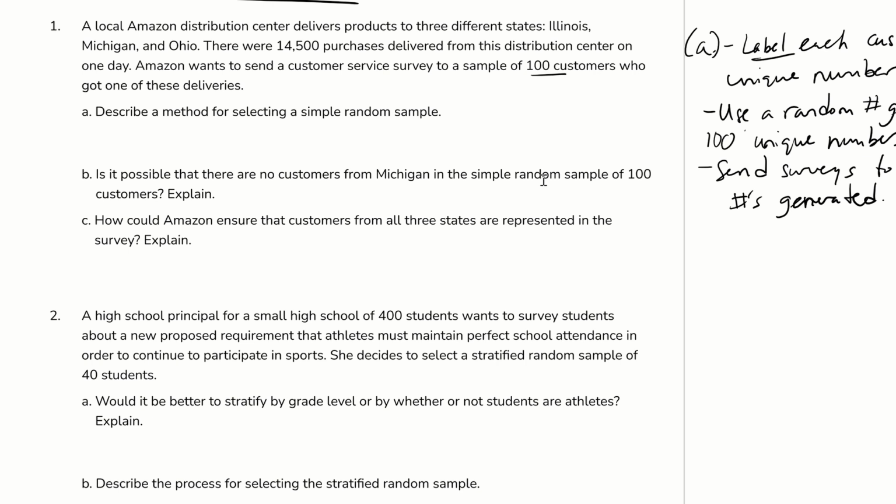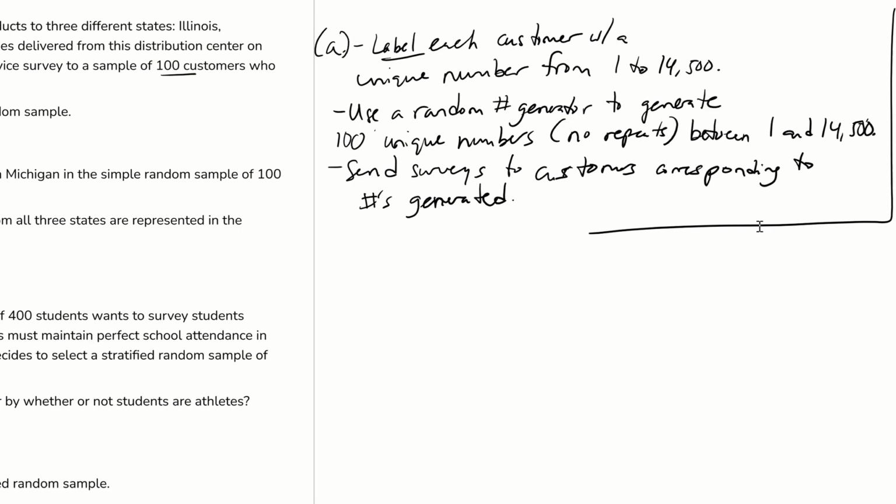To alleviate that issue, we can do a stratified random sample and look at the different states, and then select people from each state. That will ensure that we have persons from each state represented in our sample. So this is the problem with simple random sample: if you want the three different states to be represented, then you have to use a different method. Okay, so that's what we're going to do.